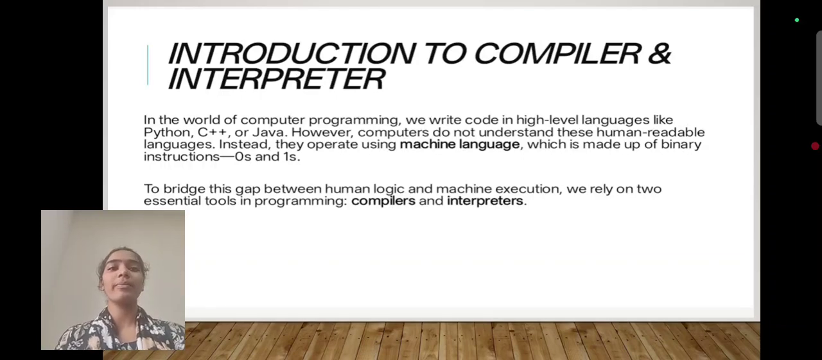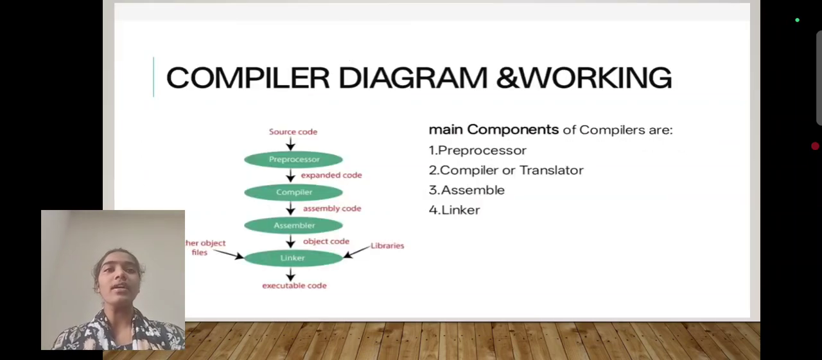In the world of computer programming, we write code in high level languages like Python, C++ or Java. However, computers do not understand these human readable languages. Instead, they operate using machine language, which is made up of binary instructions, 0s and 1s. To bridge this gap between human logic and machine execution, we rely on two essential tools in programming: compilers and interpreters. Compiler diagram and working.